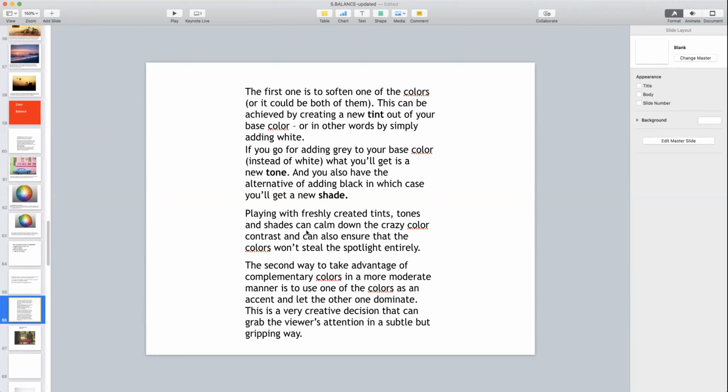Playing with freshly created tints, tones and shades can calm down the crazy color contrast and can also ensure that the colors won't steal the spotlight entirely. The second way is to take advantage of complementary color in a more moderate manner, which is to use one of the colors as an accent and let the other dominate. This is a very creative decision that can grab the viewer's attention in a subtle but gripping manner.